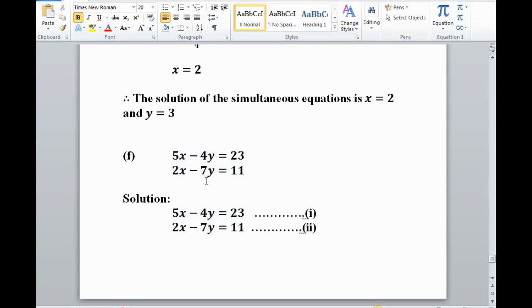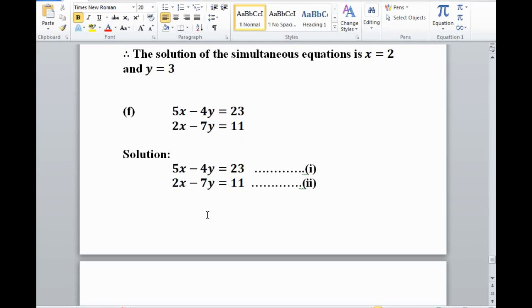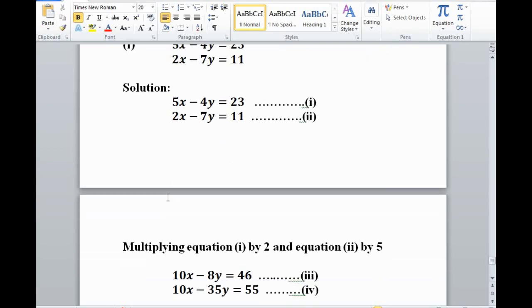Since the absolute values of the coefficients of x in both the equations are not the same, we have 5, which is the coefficient of x in equation 1, and 2, which is the coefficient of x in equation number 2. So let's multiply equation 1 by 2 and equation 2 by 5, so that the absolute values of the coefficients of x in both the equations are the same.